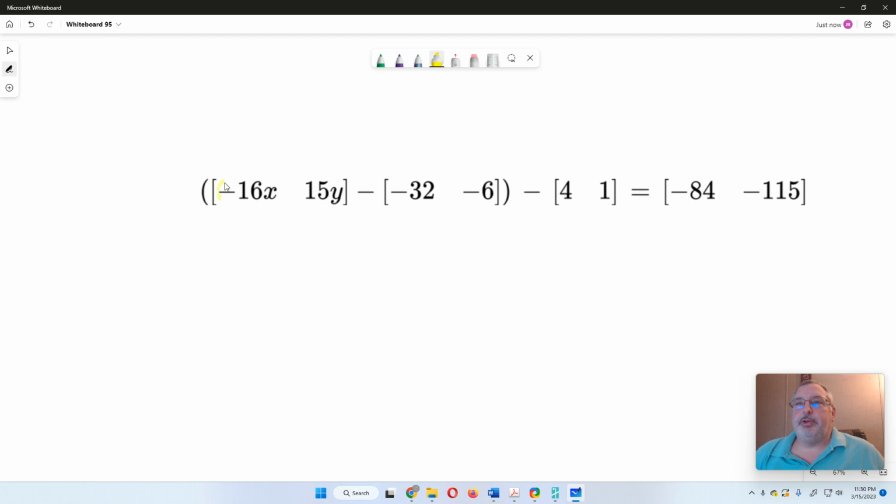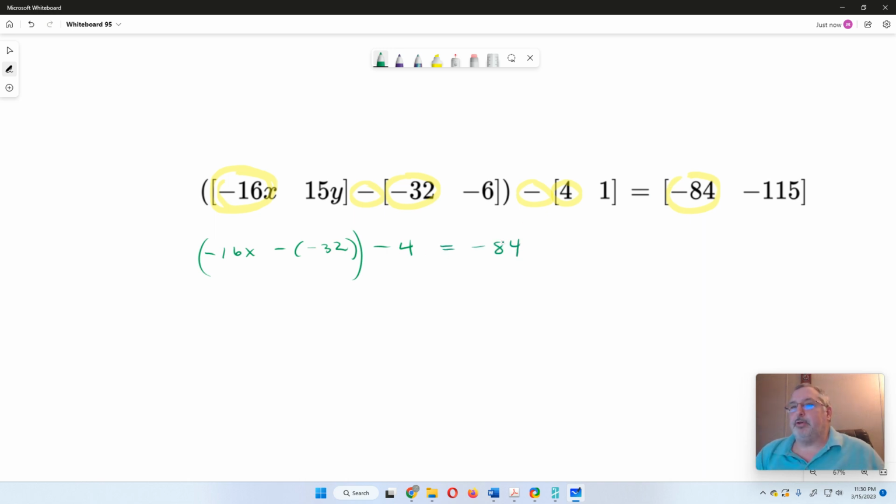So basically what we're doing here is we're looking at positions. So in this first position right here, this is my first equation. And I'm just going to write that down just like it is. So I've got negative 16x minus negative 32. And your work has to match your answer, so make sure that everything matches up. And I'll put those brackets there. They're not necessary, but I'm going to put them there. And then equals negative 84.